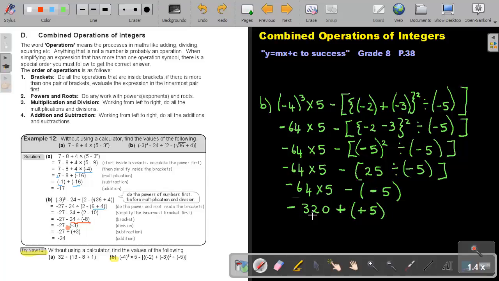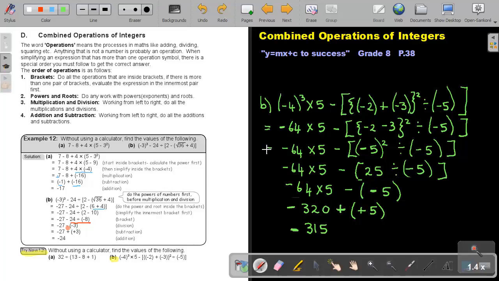And now look, the signs are different. What do I do if the signs are different? I subtract, so I get 315. But is my biggest movement negative or positive? Definitely negative. So my answer will be negative 315.